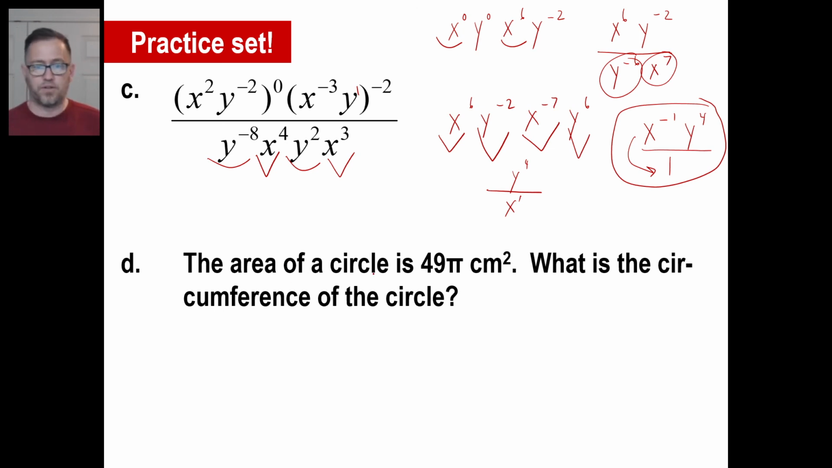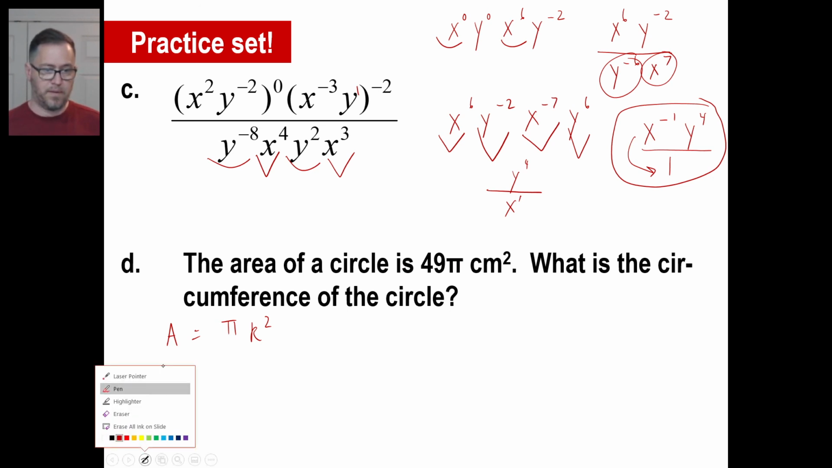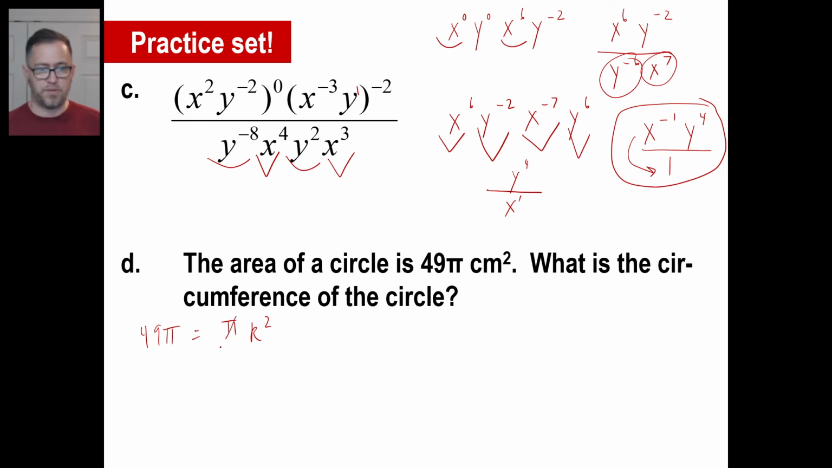Okay, well, the area of a circle is 49 pi. What's the circumference? Okay, well, let's go. We know the area of a circle is pi times the radius squared. Well, they tell us the area is 49 pi. Well, fine. Instead of putting an A in there, I'll just stick a 49 pi in there. That's all right. Well, then pi is on both sides. You can divide by pi. So the radius squared is 49, which means the radius is 7, right? The square root of 49 is 7.